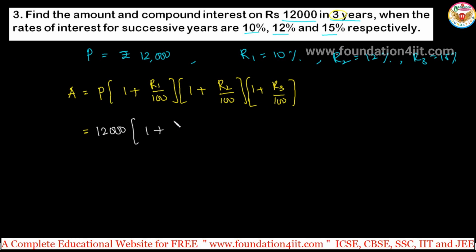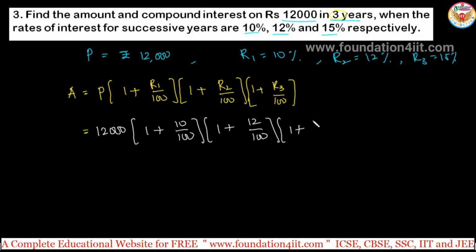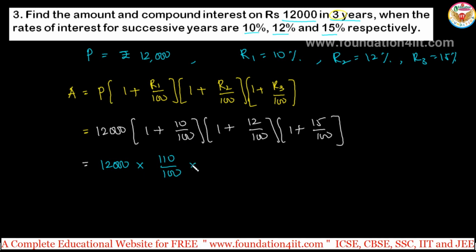Simplifying this: 1 plus, R1 is 10, so 10 by 100, into 1 plus 12 by 100, times 1 plus 15 by 100. Yes, you can calculate by doing LCM. So 12,000 times 1 plus 10 by 100, so 110 by 100, into 112 by 100, times 115 by 100. Right. So just calculate this one by one, based on simplification.